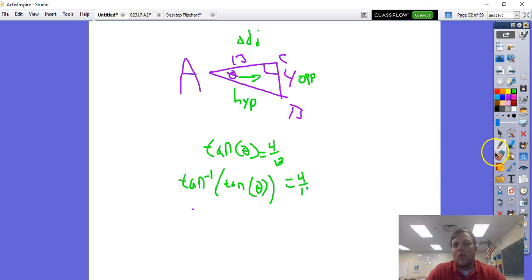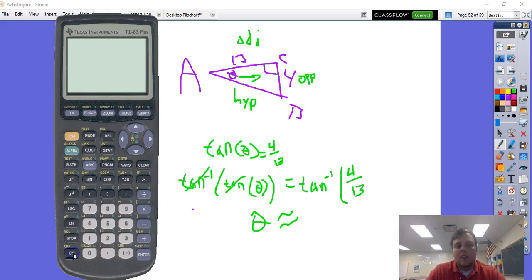which is then equal to 4 over 13. Oh, I'm sorry. What you do to one side, you must do to the other. So I need to take tan inverse of this side as well: tan inverse of 4 over 13. Tan inverse and tan cancel each other out. They remove each other. So now I have theta is approximately equal to, and we will use our calculator to tell us the rest of this.